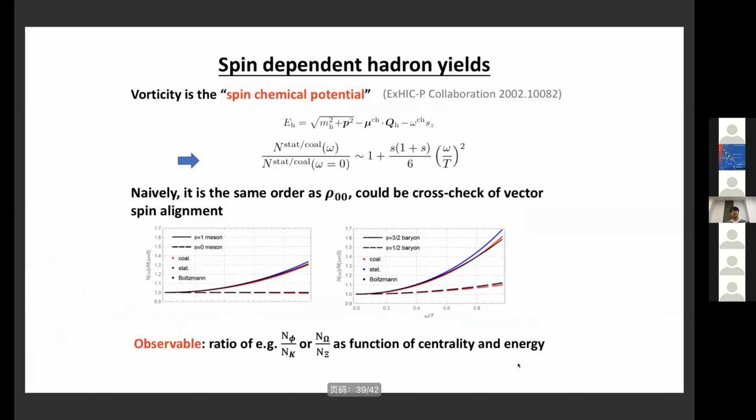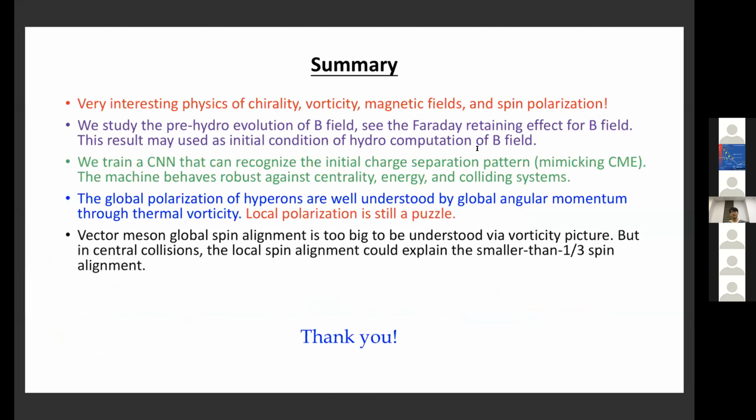Okay, let me summarize. We see that there is very interesting physics for chirality, vorticity, magnetic field, and spin polarization. We studied the pre-hydro evolution of the B field and saw the Faraday effect and also the Hall effect, which change the B field evolution compared to the vacuum case. And also we developed a neural network to assist the CME search in hadron collisions.